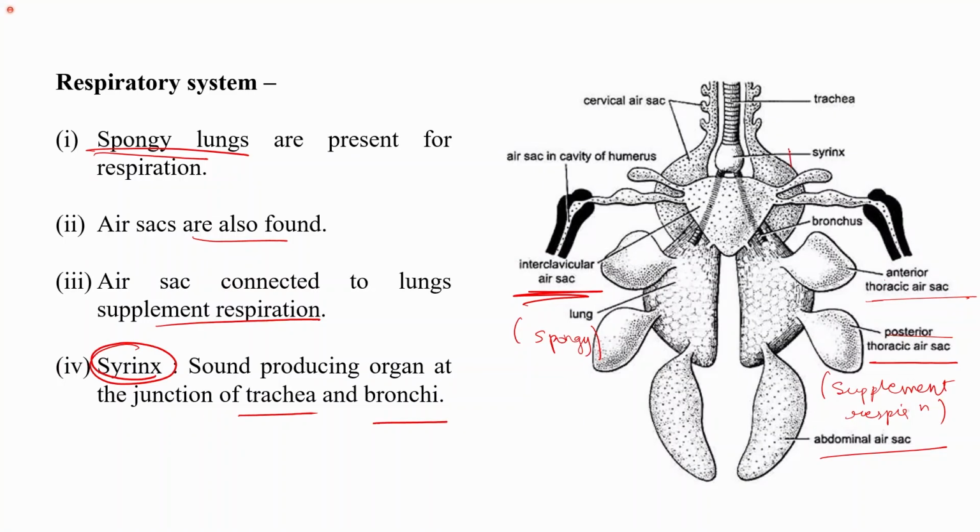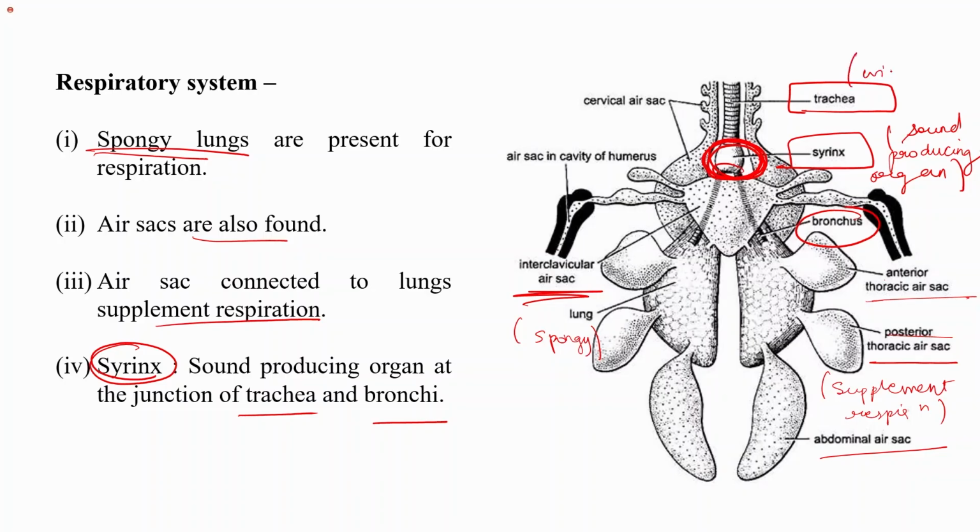So you can see here, this is the trachea. This is the bronchus. At the junction of the trachea and bronchus, a structure called the syrinx is present. This is a sound producing organ. The trachea is the windpipe that further leads to the bronchus, and these bronchi enter into the lungs.